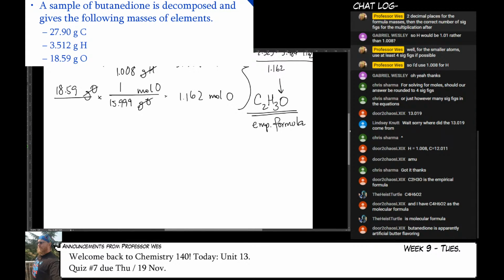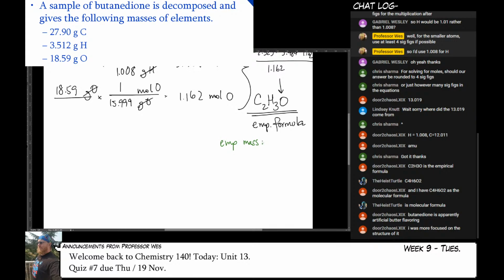All right, there's my empirical formula. Since we're going to need it in a second, let's figure out what the empirical mass is. So if I take my calculator and I do 2 times 12.011 plus 3 times 1.008 plus 1 times 15.999, my calculator says that the empirical mass is 43.045 AMU, or grams per mole, whichever. You could also have gone to Lentech to do that. That would have worked. You'd get 43.05, I assume.